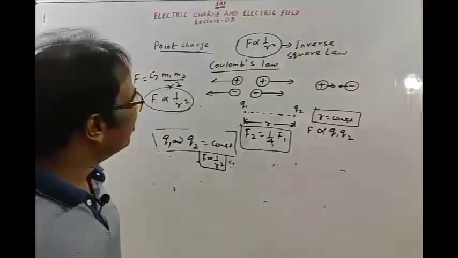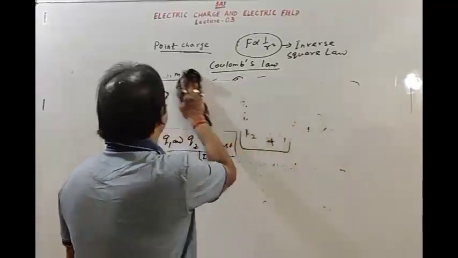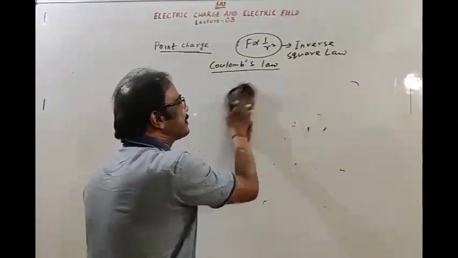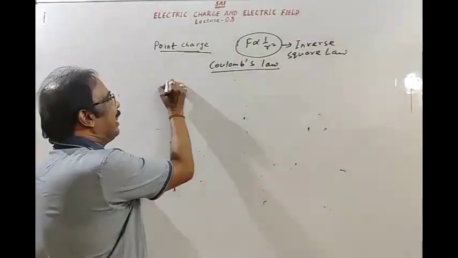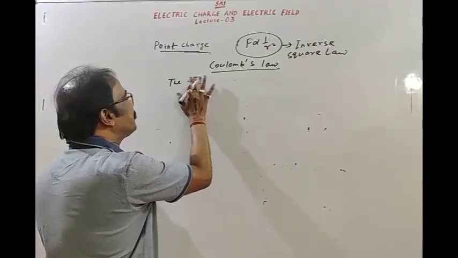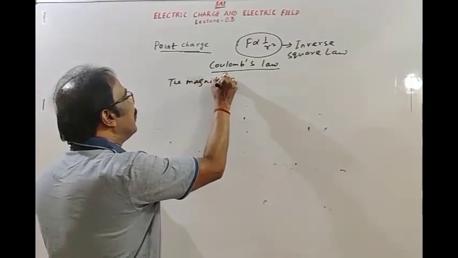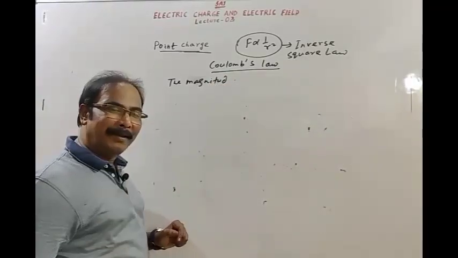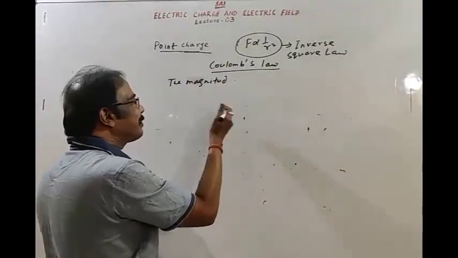Now we'll move to Coulomb's law. We have already discussed it on the basis of experiment. According to Coulomb's law, the force means the magnitude of force. Coulomb's law gives an idea about the magnitude of force, and later on we'll decide the direction of force, how the direction is determined, attraction or repulsion.